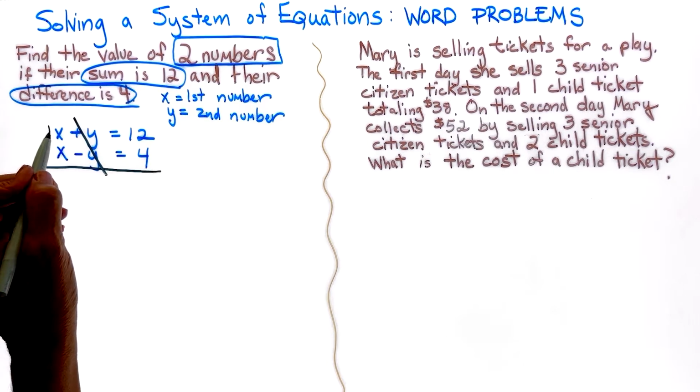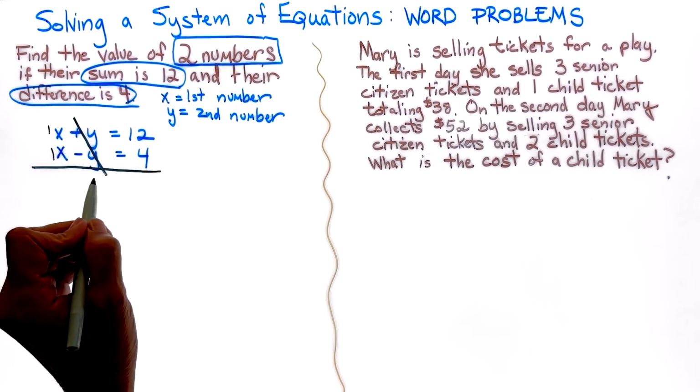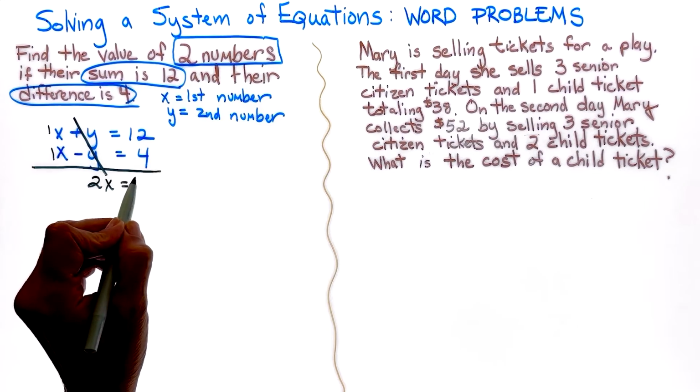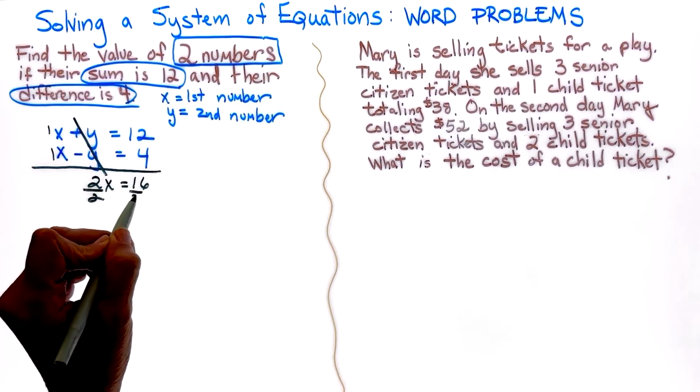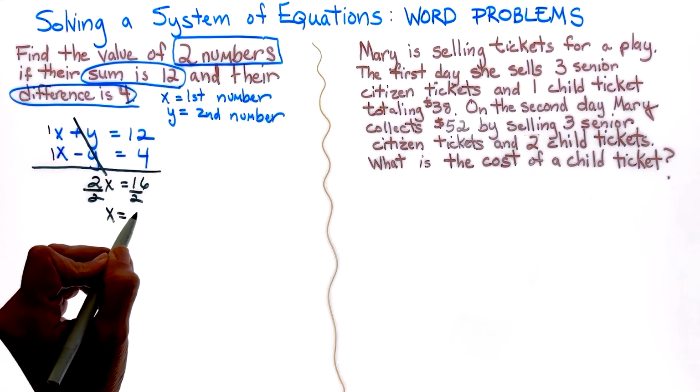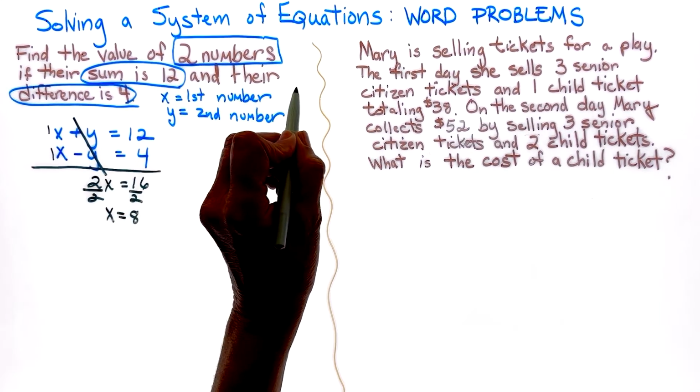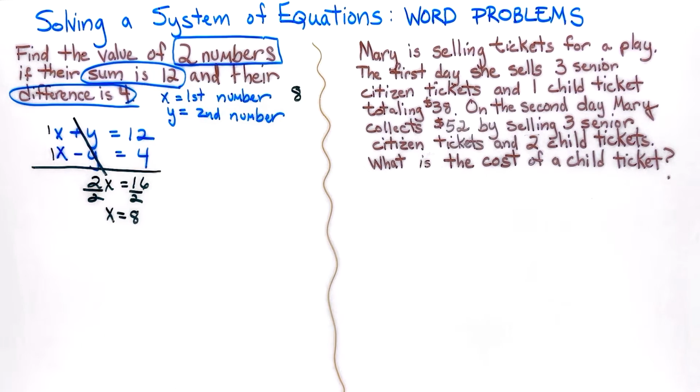So we have a 1x here and a 1x here. So it's 2x is equal to 16. We're dividing both sides by 2. So x is equal to 8. So that is our first number is 8.